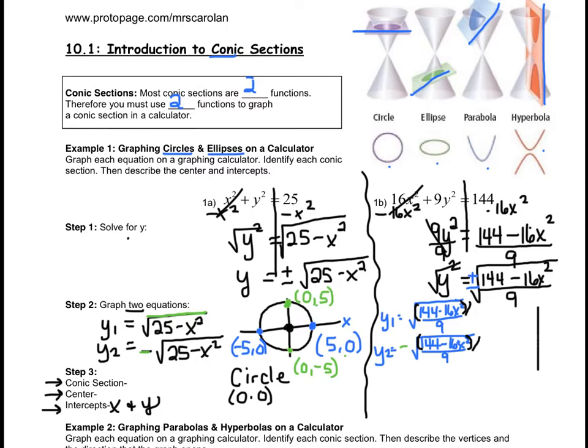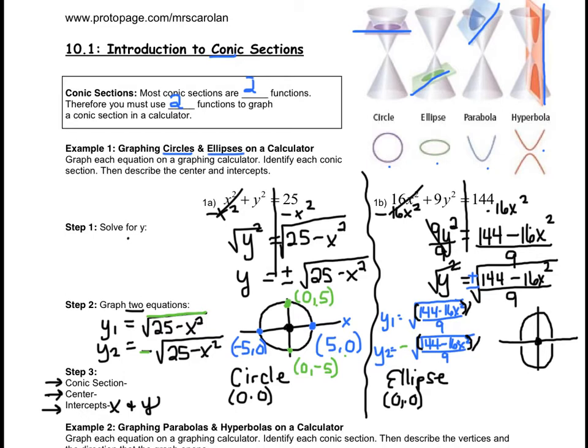When you do that and you've typed it in the calculator, you'll see something that looks like that. That'll come from y1, and that comes from y2. So this isn't a circle, this is an ellipse. It's like an oval that's standing up tall. So we can answer the first question. The type of conic section is an ellipse. We need the center. The center is at 0, 0. You can tell that right from the graph.